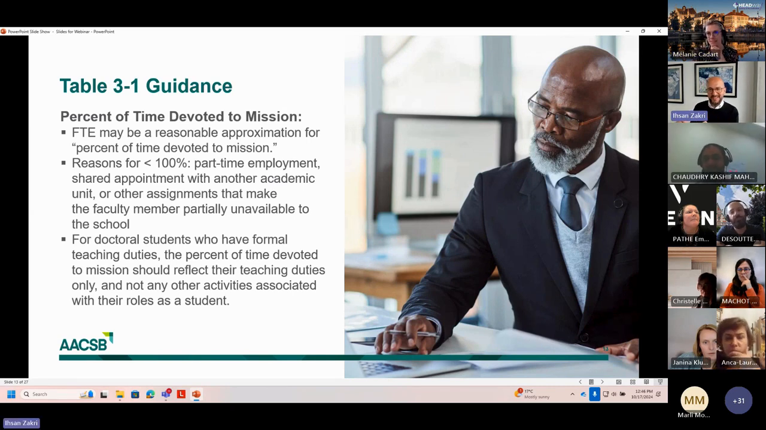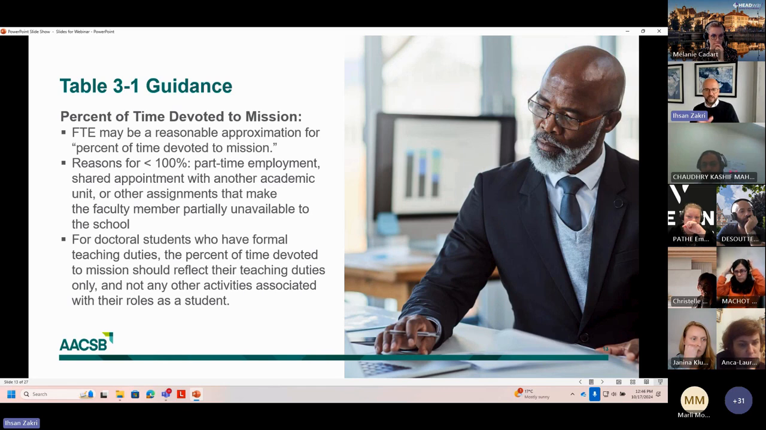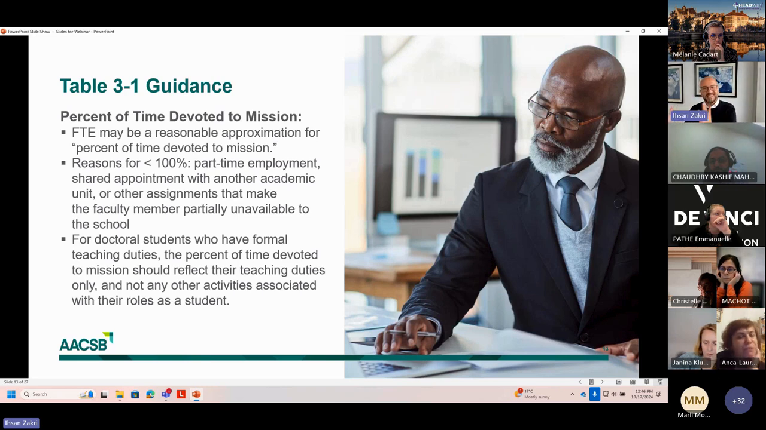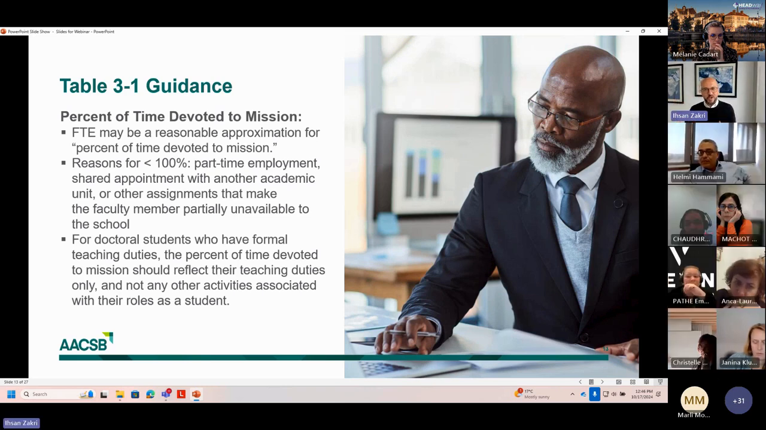I'll continue in the meantime. You can write your question and we'll answer it. As you can see, for the doctoral students who have formal teaching duties, and we tackled that a little bit, the percent of time devoted to mission should reflect their teaching duties only. So if they are only teaching, this is what it reflects. Meaning it's not 100% because I am a PhD student at that university. The part that I'm doing for my PhD is not counting as time devoted to the mission. It is only the part that I'm doing for the university.